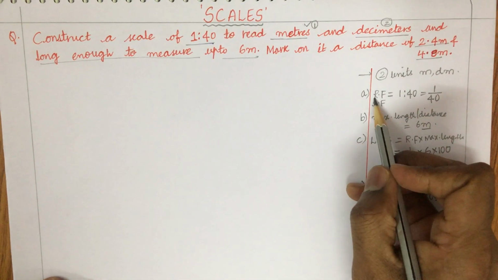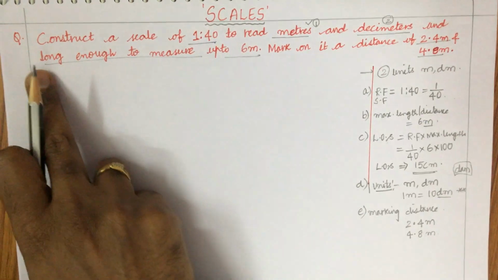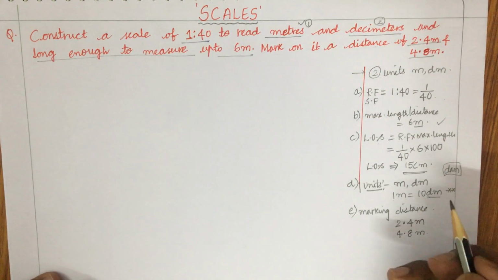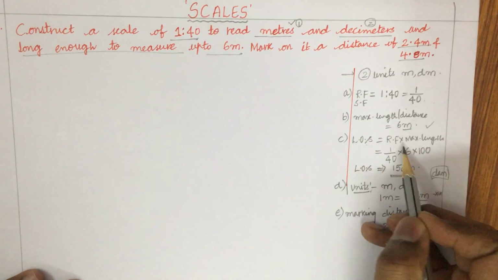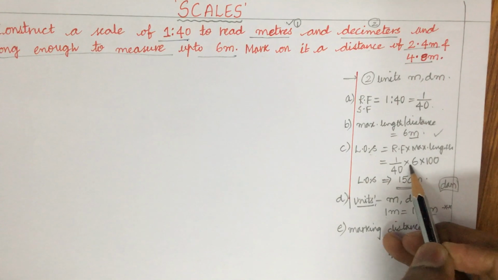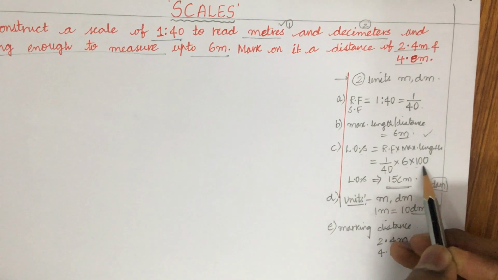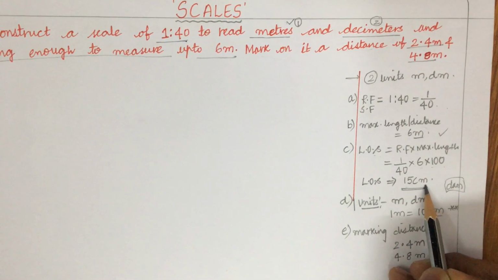The first and foremost thing is RF. If it is given, you put it directly. Later, the maximum length, that is given as 6 meter, which I cannot plot. So, I need to work out the length of the scale, that is RF into the maximum length. So, 1 upon 40 into 6, and this is in meter; convert it into centimeter or millimeter. Upon converting, I got it to be 15 centimeter.